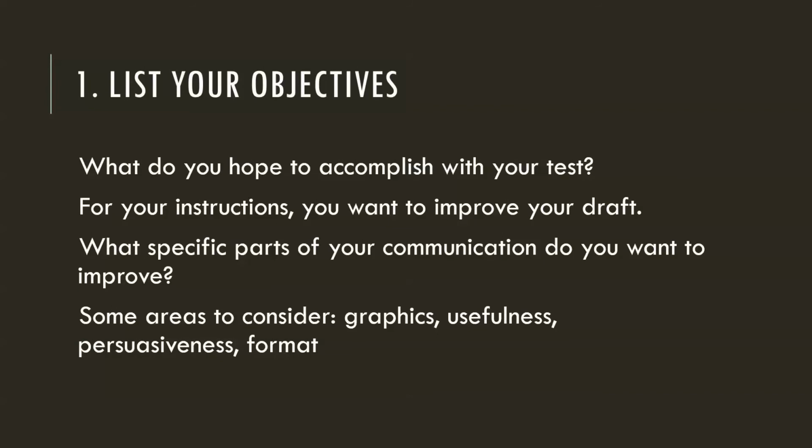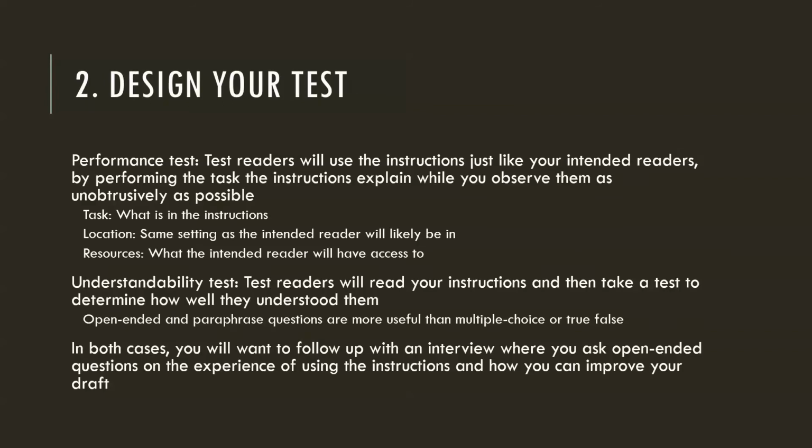So the first thing you're going to do when you're getting ready to perform a user test is to list your objectives. What do you hope to accomplish with your test? For your instructions, what you want is to improve your draft. Think about what specific parts of your communication you want to improve. Some areas for your instructions to consider might be your graphics, usefulness, persuasiveness, the format. So you need to think about what are the specific areas that you think are most in need of improvement, and you can kind of gear, especially your interview questions, toward those.